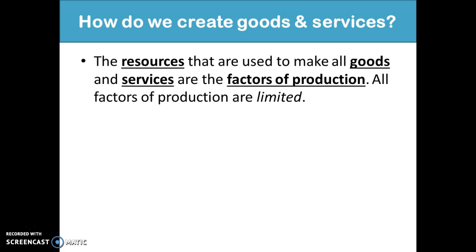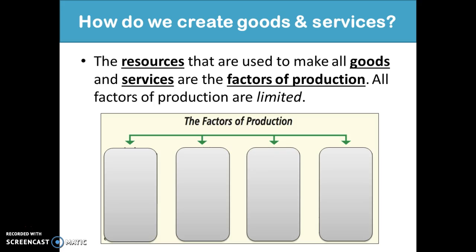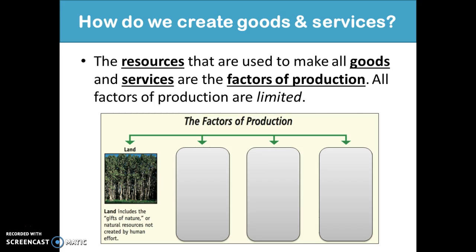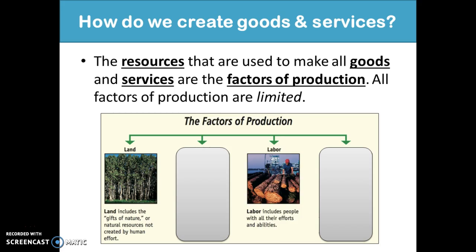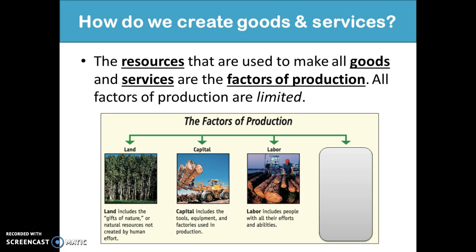So how do we create those goods and services? The resources that are used to make all goods and services are the factors of production, and all factors of production are limited. Yesterday we said that resources are limited. Well, resources are actually the factors of production. And we have several specific factors of production. Land is going to include those gifts of nature, anything that's not created by humans. Labor is going to include people, their time, and energy specifically. And then capital is going to include tools, equipment, factories. It's also going to include human capital, and we'll look at that in the next slide.